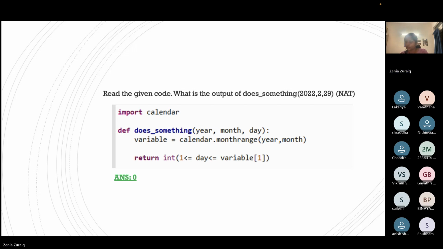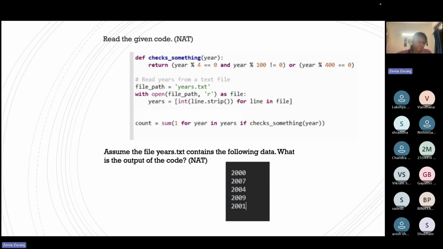Anyway, so this is the next question. Here again, the code is doing something particular. Here a text file is involved called years.txt. And this is the content of that text file, years.txt. So it is a series of numbers, a series of years, as you can see from the name. So again, what is the output of this code?